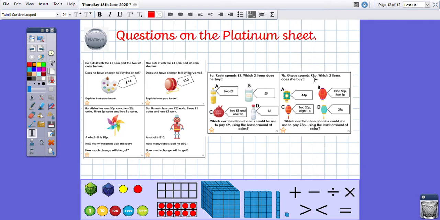Have a really good go at these questions. I know they're a little bit tricky, but use number lines and your times tables if you need to. Okay, but any questions, just email me or Miss Smith and we will be able to help you.